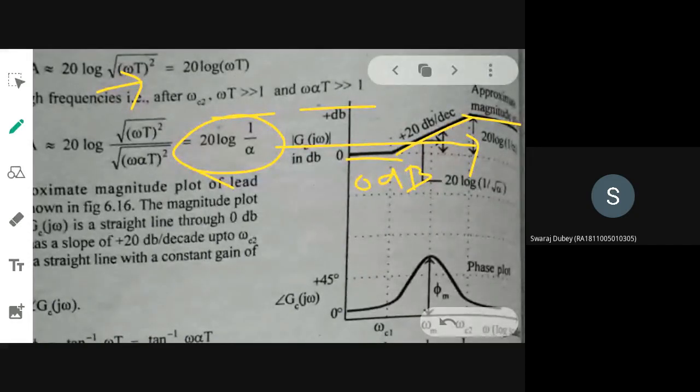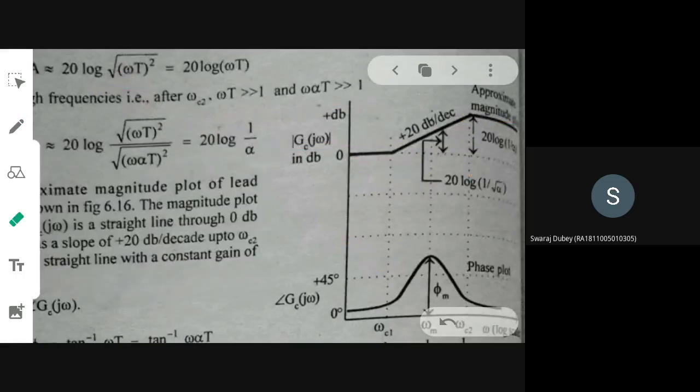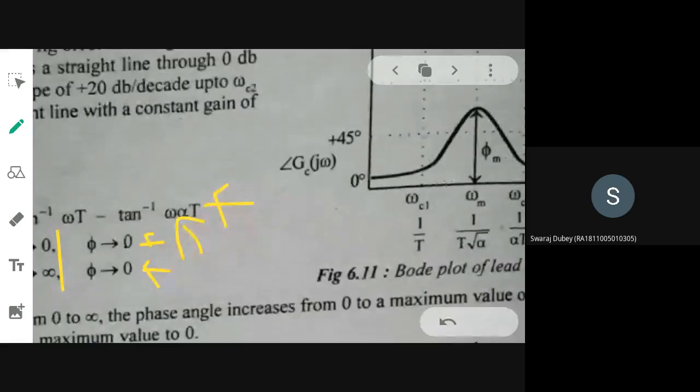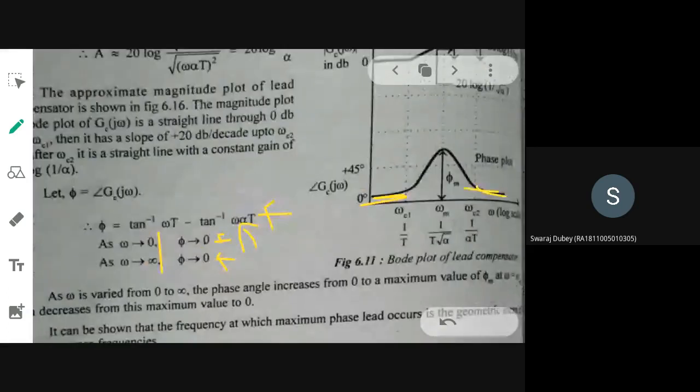Now, in the same way, you need to discuss how this phase lead happens at omega m. That will be derived with the help of the phase angle expression. What is the phase angle expression again? Tan inverse of omega t minus tan inverse of omega alpha t. If you substitute omega equal to 0 and omega equal to infinity in this equation, what phase angle will you get? Always it will be 0. Phi will be 0 for both cases. So it starts from 0 and ends at 0.